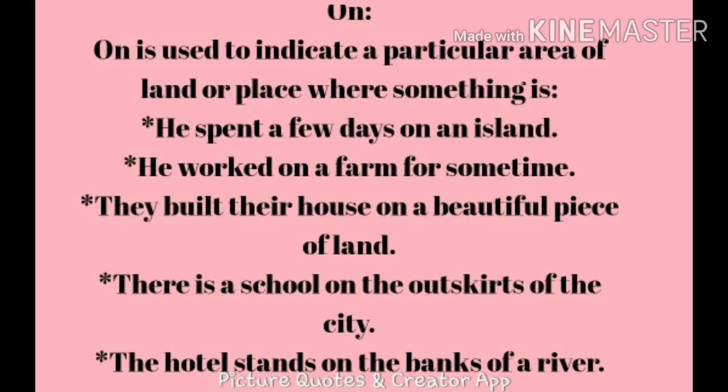The next preposition is on. On is used to indicate a particular area of land or a place where something is. For example, he spent a few days on an island, which indicates an area of land. Second one, he worked on a farm for some time. Here, a place is mentioned, a farm. Nothing is specified here. It may be any one of the farms. Here it is mentioned, on a farm.